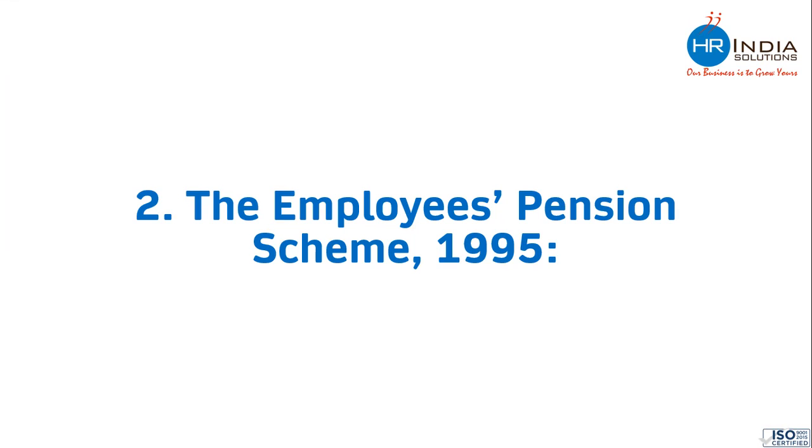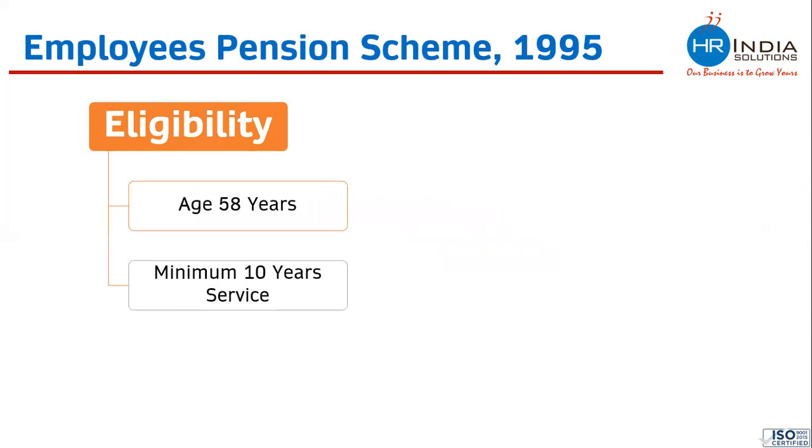Second scheme is the Employees Pension Scheme. And what is the eligibility? Who all are eligible to get pension? Pension starts only for those employees who have attained the age of 58 years and who have contributed a minimum of 10 years of service. Again, there should not be any withdrawal. If you are contributing from 2010 to 2020, and in the first 3 years after working you have withdrawn the total money, you have done full and final settlement, then those 3 years would not be counted.